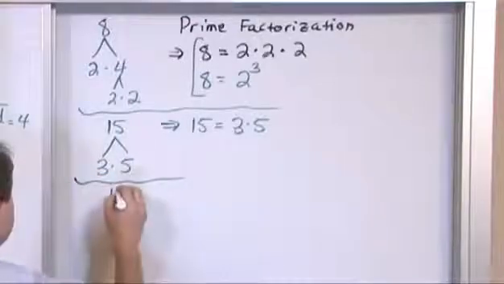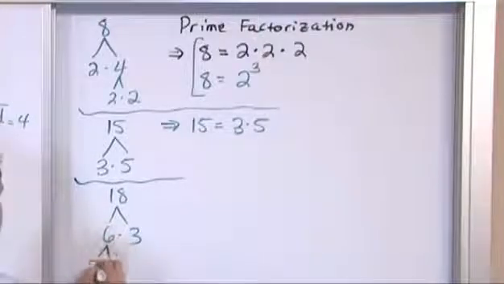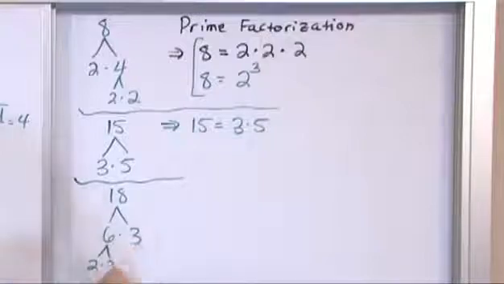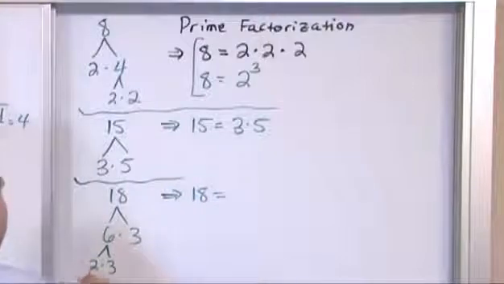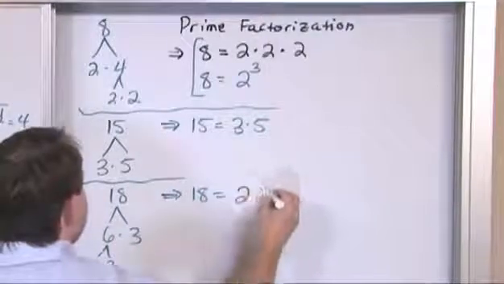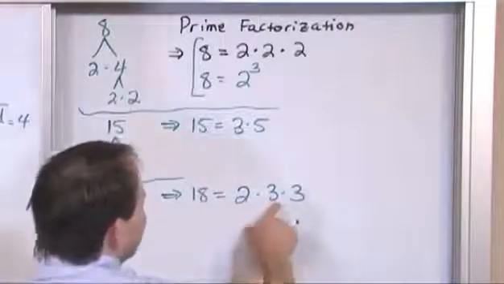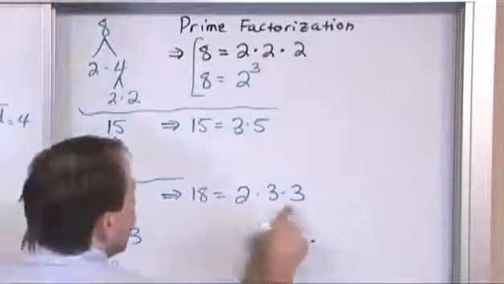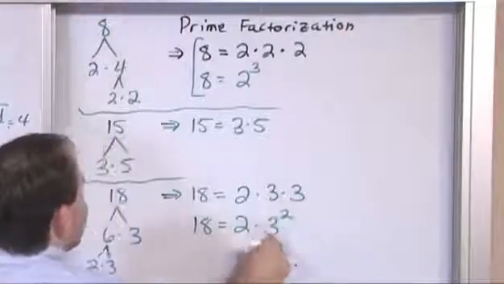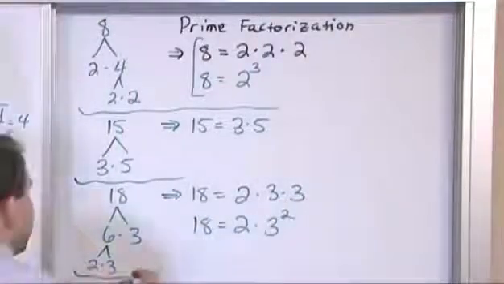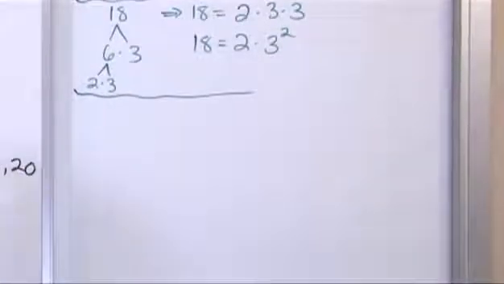What about 18? 6 times 3 is 18. 6 can be written as 2 times 3, and 3 is already prime, so prime, prime, prime. So what we have here is the number 18 can be written as everything in the bottom of the tree multiplied together: 2 times 3 times 3. And think about it, 2 times 3 is 6, 6 times 3 is 18, so that does make sense. Now we do have a repeated number here, so we can equally write this as 2 times 3 squared, because of that exponent. So you generally try to write it in terms of exponents if you can. It's the best way to go.